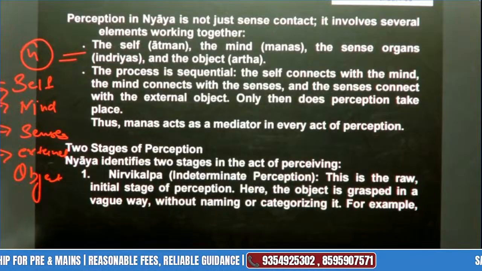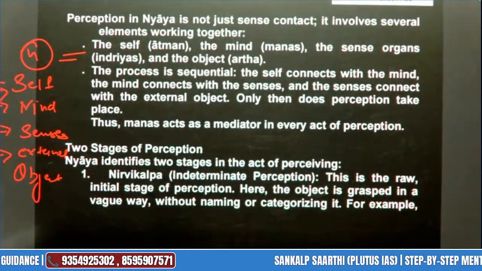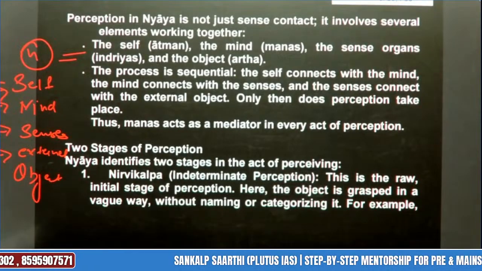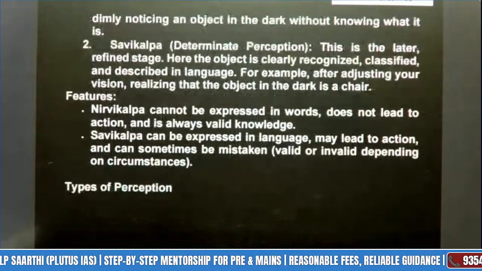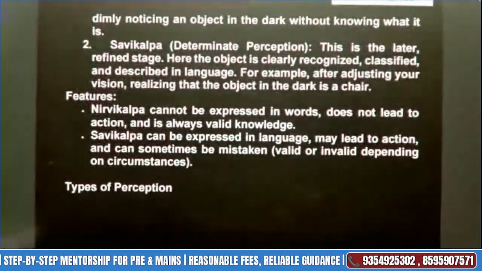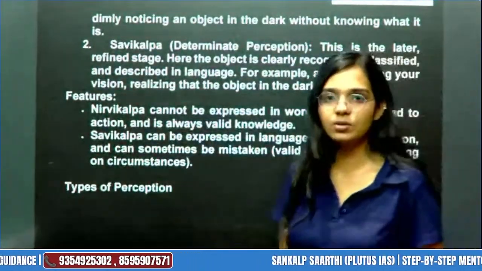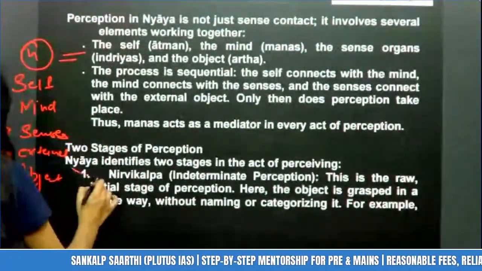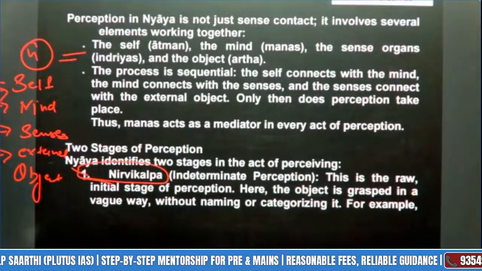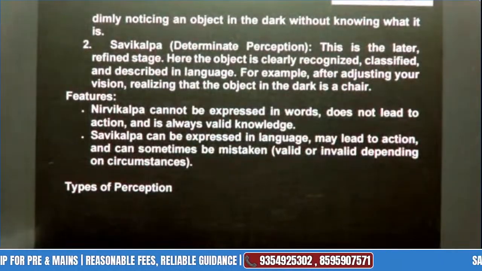Then 2 stages of perception. First is nirvikalpa, indeterminate perception. This is the raw initial stage of perception, where the object is grasped in a vague way without naming or categorizing it. For example, dimly noticing an object in the dark without knowing what it is. If you are moving in a room and you see any object, the shadows, right? That's your first viewing of that object, right? So it's nirvikalpa.